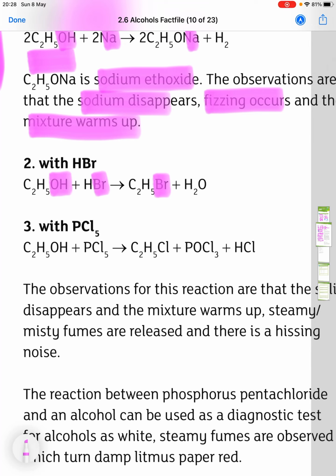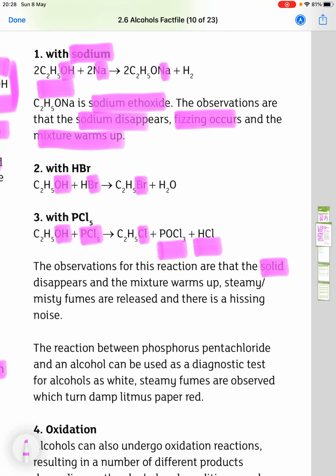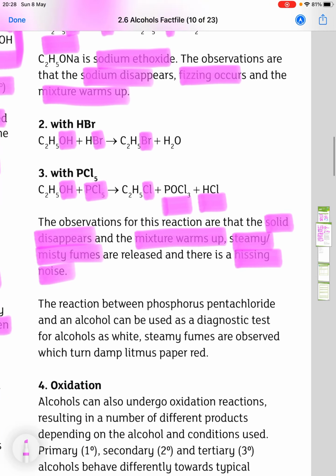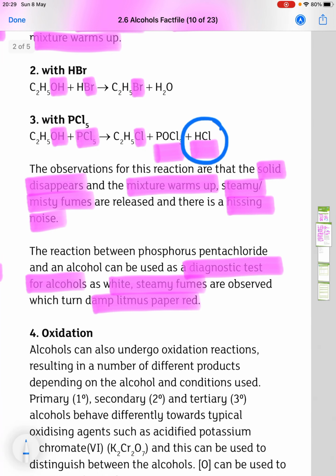And then with phosphorus pentachloride, PCl5, you're replacing the OH group with a chlorine, and you're making two other products as well. You have POCl3 and HCl. Now the observations for this reaction are that the solid disappears, the mixture warms up, and you get steamy or misty fumes released. And also there's a hissing noise. So the reaction between phosphorus pentachloride and an alcohol can be used as a diagnostic test for alcohols, as the white steamy fumes observed turn damp litmus paper red, which means that they are HCl.